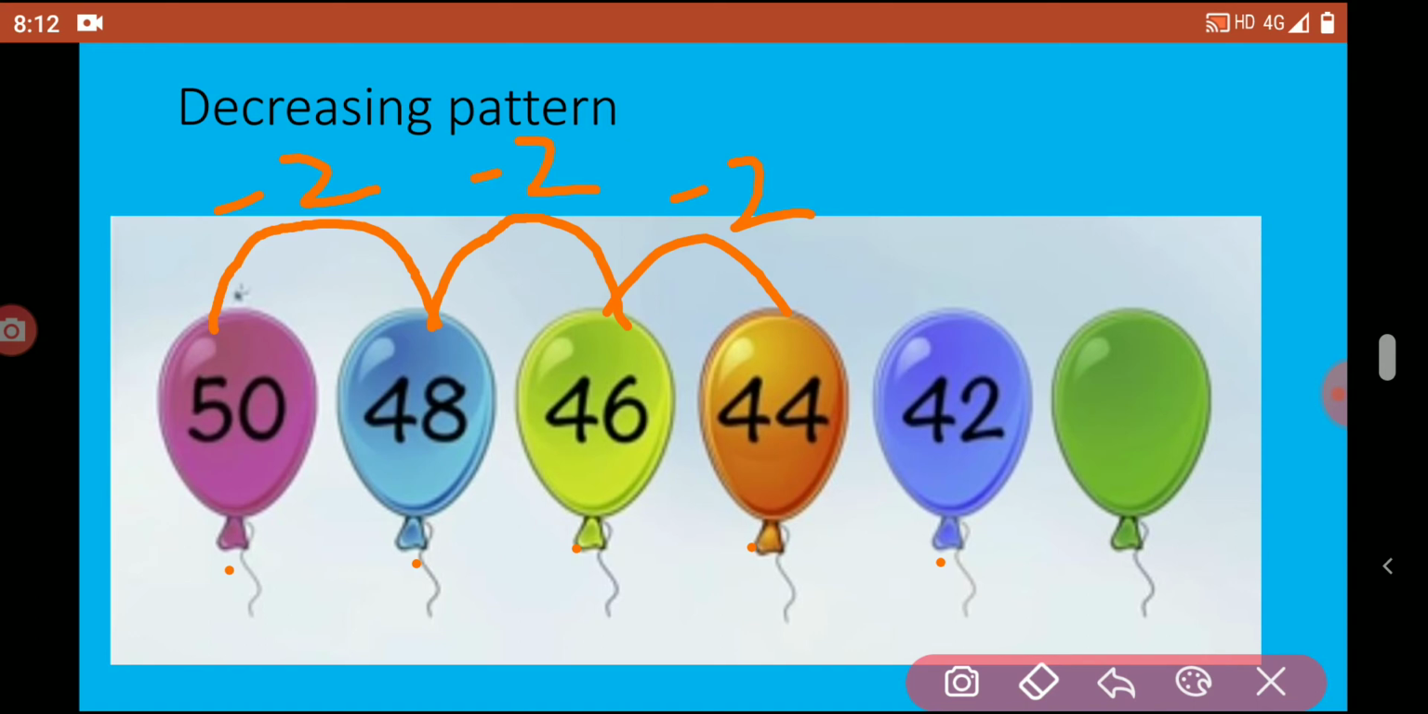Again 46 minus 2 is 44. 44 minus 2 is 42. Then 42 minus 2 is 40. So in this example, numbers decrease and it followed the rule of minus 2.